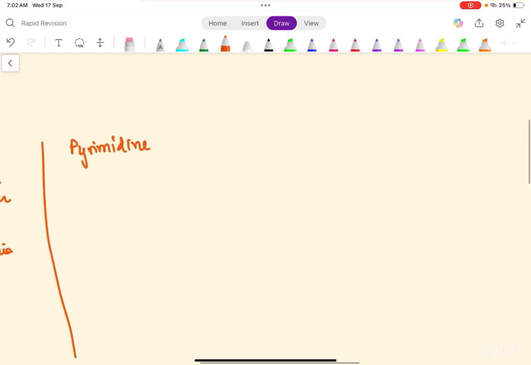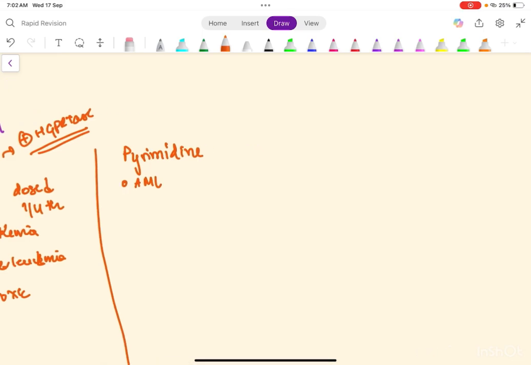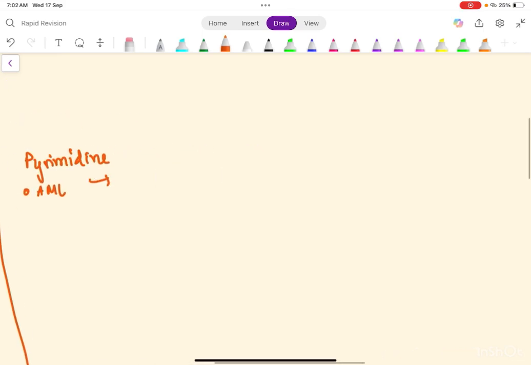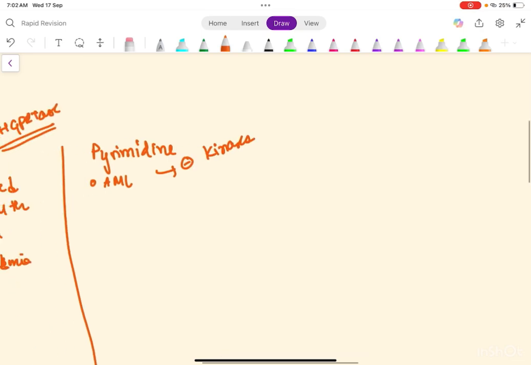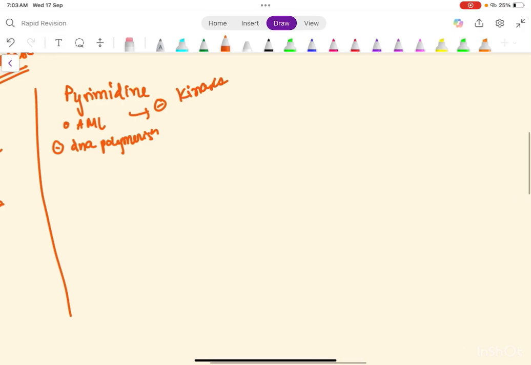Alright, then coming on to pyrimidine. So I told you cytarabine and all. 5-fluorouracil is the most important one. So in this, basically they're used for AML. Alright, now over here, these are activated by the HGPRTase enzyme. Now you can comment down which deficiency of this enzyme is seen in which condition. Okay, and these are activated by the kinases. Basically they inhibit DNA polymerization. Okay, yeah, this much is enough for this.